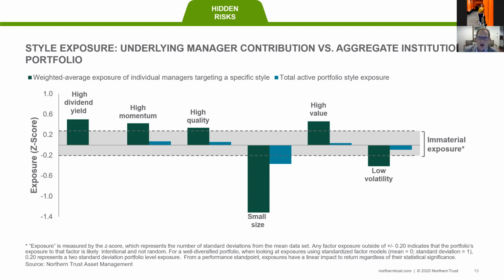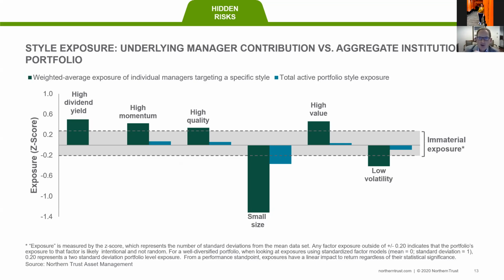Whether it's giving you smaller size, and that's why it's negative, lower volatility is also negative, higher value, higher quality, so on and so forth. All right, so these managers are doing what they're supposed to do. They are giving you that compensated exposure. But what's really interesting is the blue bars that sit right next to it. This shows the total portfolio.